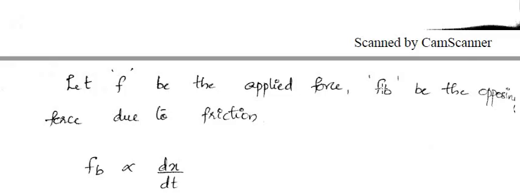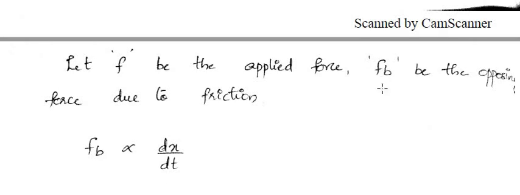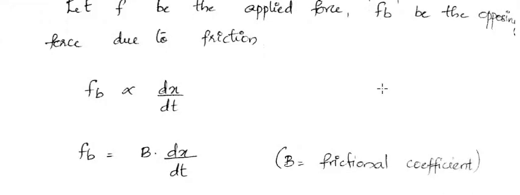So Fb, which is the opposing force due to the friction, is directly proportional to dx by dt. So remember, in case of mass, the opposing force Fm was directly proportional to d square x by dt square, which was the acceleration. But in case of the frictional element, or in case of the dashpot, the opposing force F suffix b is directly proportional to the velocity, which is dx by dt. So here also we are going to replace the proportionality constant with another constant, which is the frictional coefficient. So Fb is equal to capital B into dx by dt, where B is the frictional coefficient.